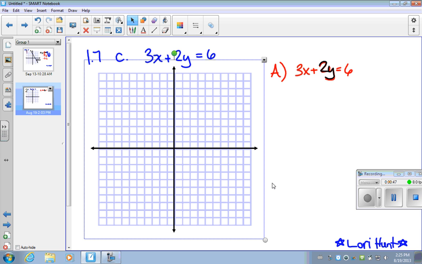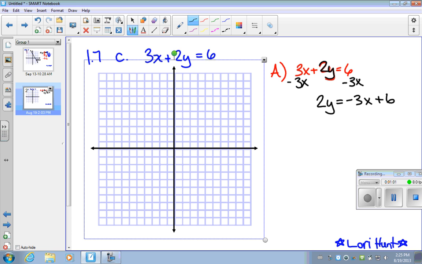So the first thing that I would do here is just subtract off the 3x, because 3x minus 3x is 0. Okay, and so now I have 0 plus 2y, which is just 2y, equals, and then of course negative 3x plus 6. I can't combine those because they're not like terms. Now the thing I have to get rid of is that 2. I don't want a 2 there, so if I take 2y and divide it by 2, that would give me just the y I need.